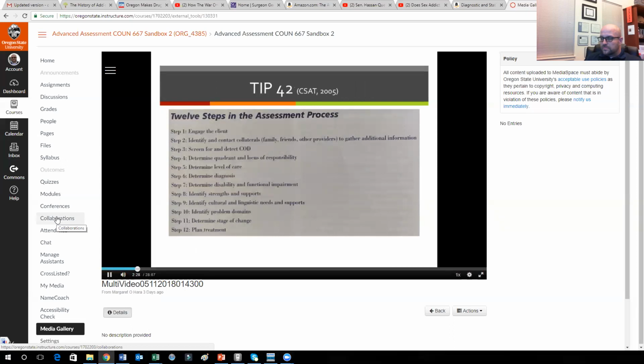TIP 42 covers substance abuse treatment for persons with co-occurring disorders. This is a list of the 12 steps in the assessment process when you are assessing someone who has both substance use disorders and possibly co-occurring disorders. So the first step is to engage the client. Next, to identify and contact collateral, such as family, friends, other providers, to gather additional information. Next, we screen for and detect co-occurring disorders, determine locus of responsibility, level of care, diagnosis, disability and functional impairment, strengths and supports, cultural and linguistic needs and supports, problem domains, and we also determine both stage of change that the client is at and plan treatment accordingly.